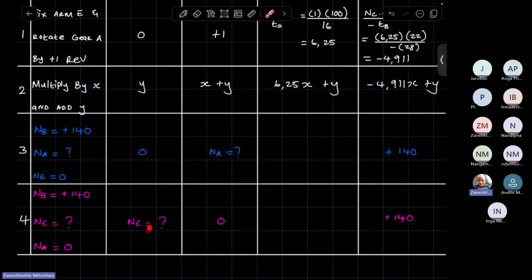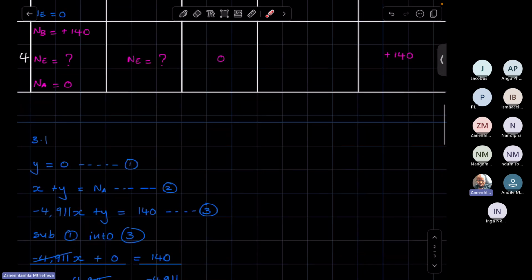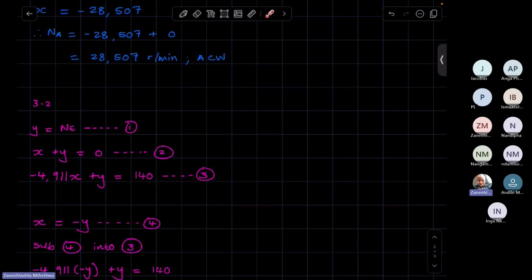So in completing your fourth condition, we are looking for NE, hence the question mark here. They said the annulus is fixed, hence the 0, and this remains the same. They said this is still positive 140. Now to get what you're looking for, you equate your second condition to your current condition. Our current condition is condition 4. Hence, your equations will be y is equal to NE, x plus y is equal to 0, negative 4,911x plus y is equal to positive 140. So again, you have three equations, from equating the second condition to the current condition.